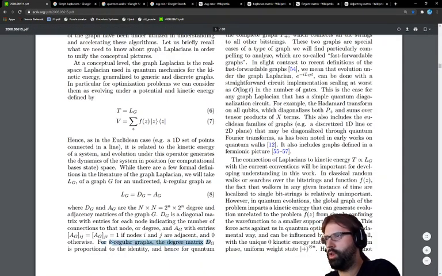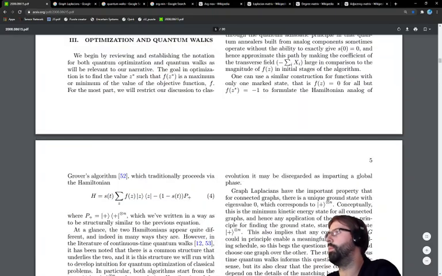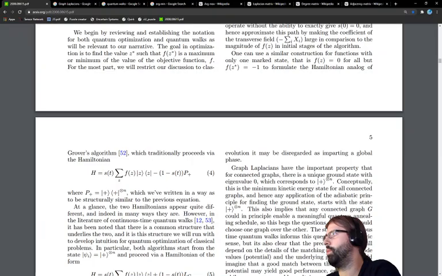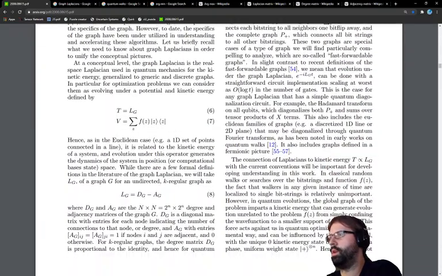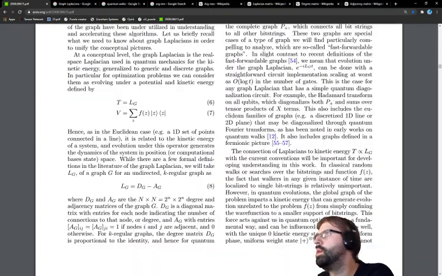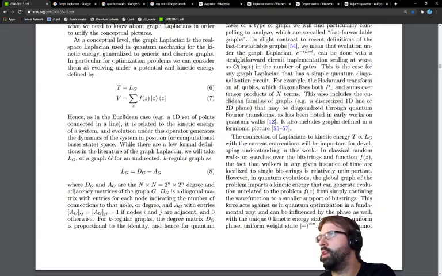The degree matrix DG is proportional to the identity, and hence for quantum evolution, it may be disregarded as imparting global phase. Okay. But I'm still missing the connection here between these and qubits and these being an operator.